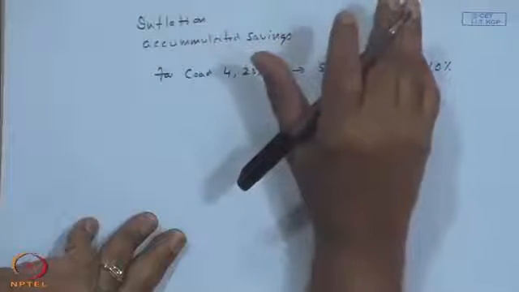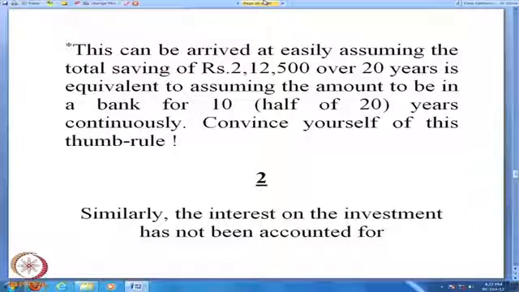So, this can be arrived at easily, assuming the total saving of 2 lakhs 12,500 over 20 years is equivalent to assuming the amount to be in a bank for half of 20 years continuously. Convince yourself of this rule. Okay, you can do this and you will find out.